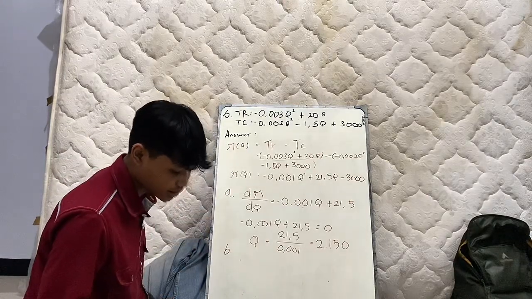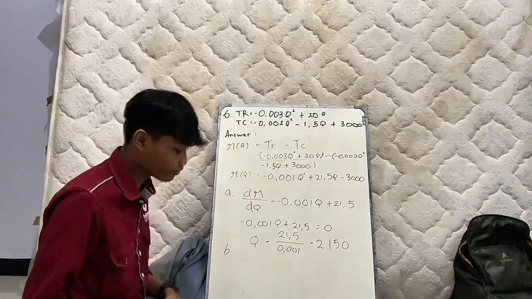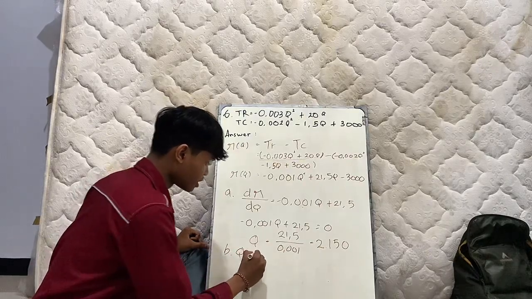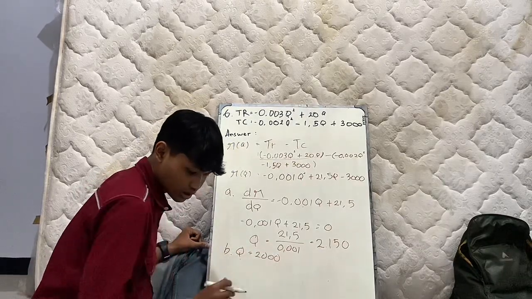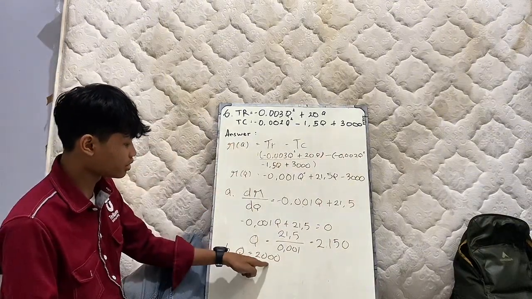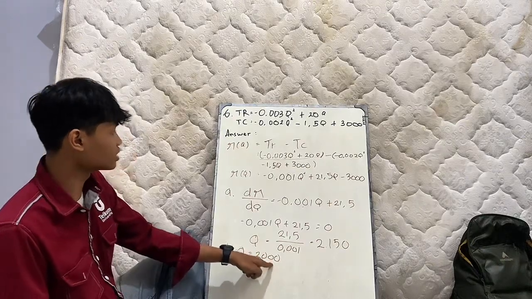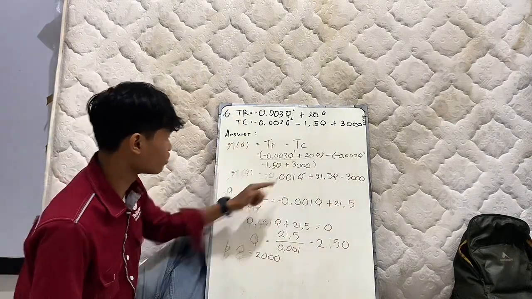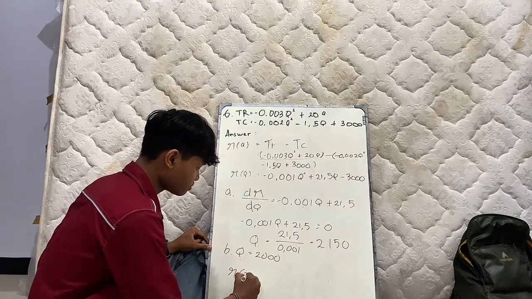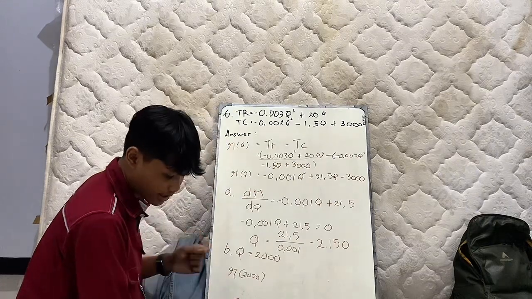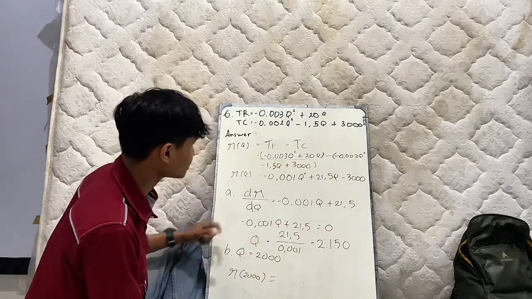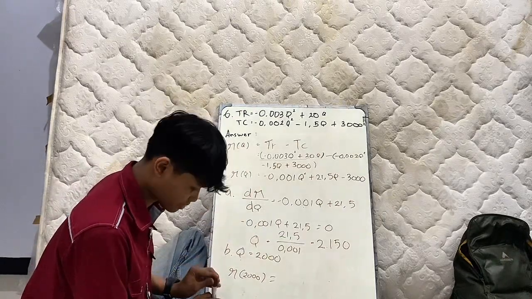Next is the B question. The B question is, what is the profit if the Q is 2000? We know the Q is 2000. So what we should do is use the 2000 in this formula. The Q is 2000, and then we insert the number.